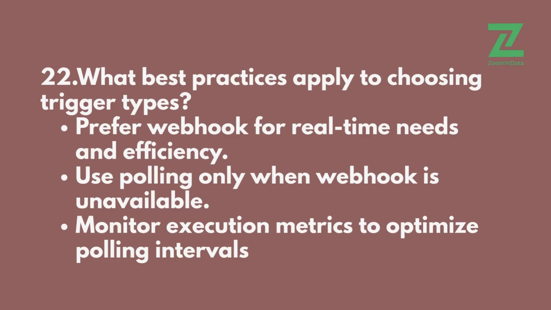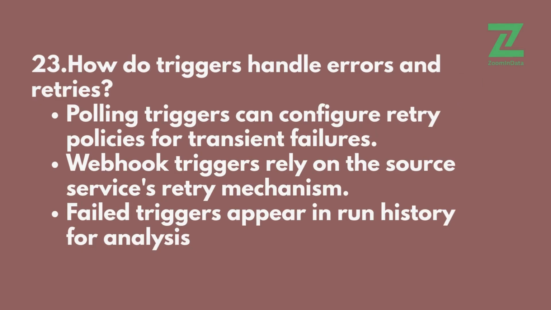How do triggers handle errors and retries? Polling triggers can configure retry policies for transient failures. Webhook triggers rely on the source service's retry mechanism. Failed triggers appear in run history for analysis.